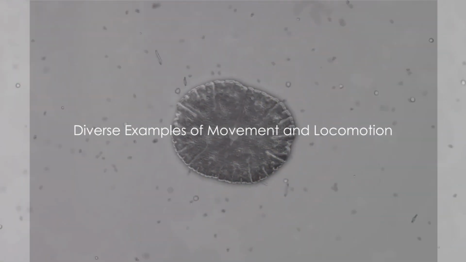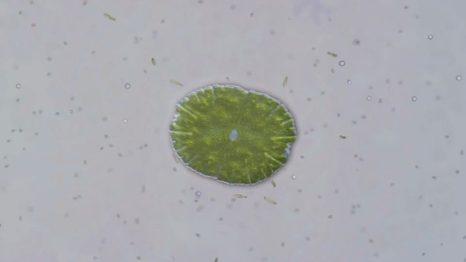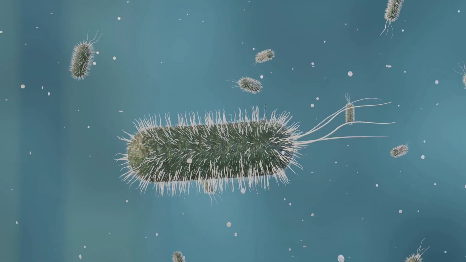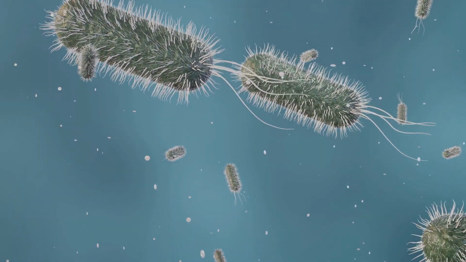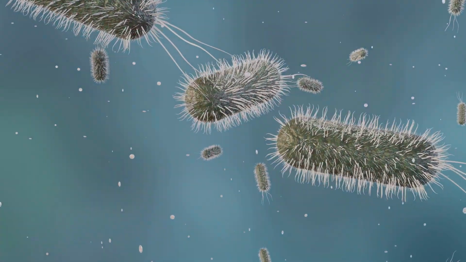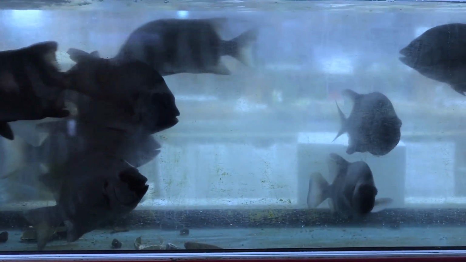Non-muscular movement can also be classified as amoeboid movement, where the amoeba extends and retracts pseudopodia, or ciliary movement, where tiny hair-like structures called cilia beat in a coordinated manner, propelling organisms like paramecium.